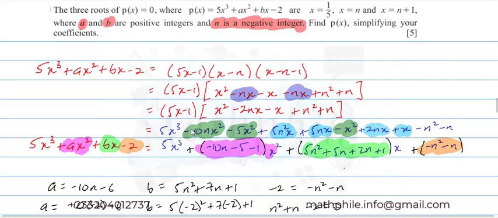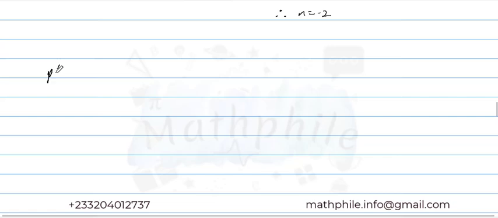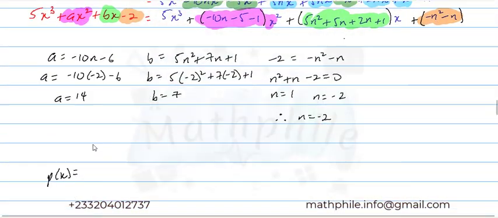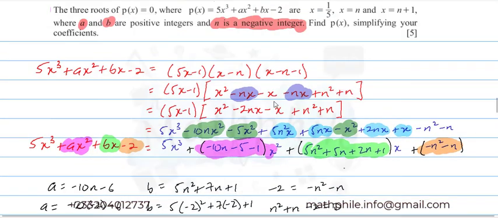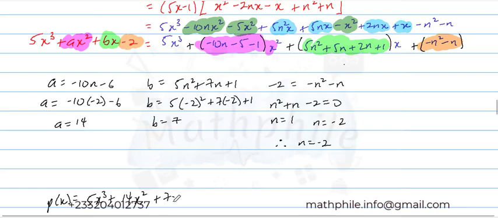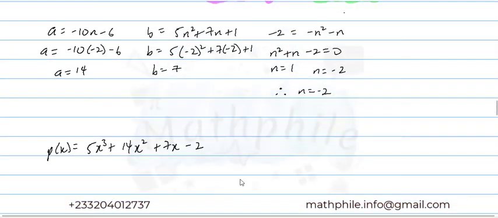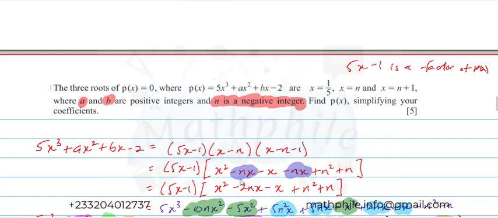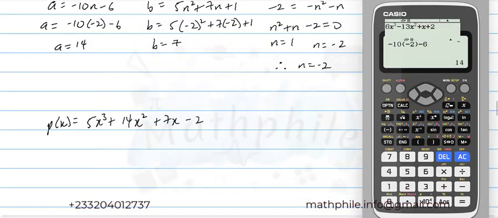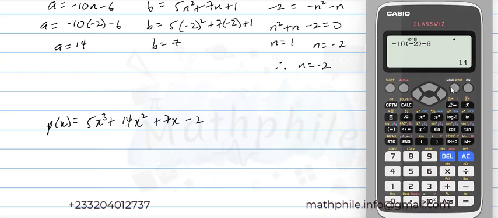We have to find p of x. So p of x is going to be equal to 5x cubed plus ax squared. So a was 14, 14x squared plus bx minus 2. So plus 7x minus 2. Okay, so yeah, let's see if we're actually correct. Let's solve this cubic equation using a calculator. If we are correct, we can actually tell from that.